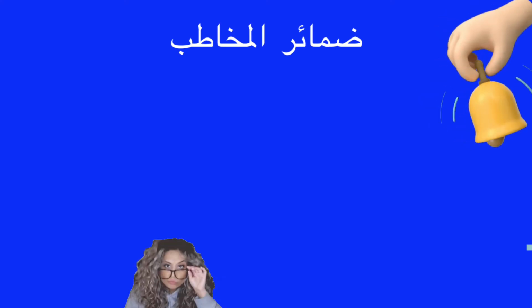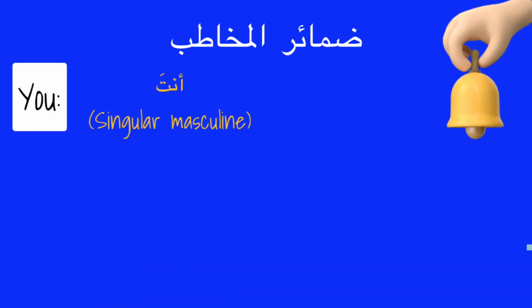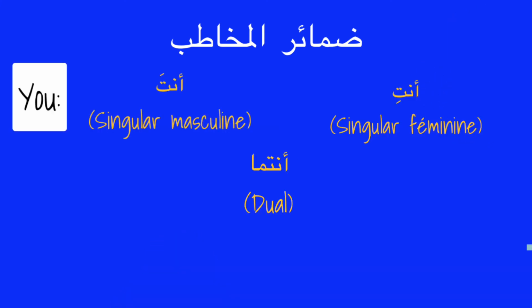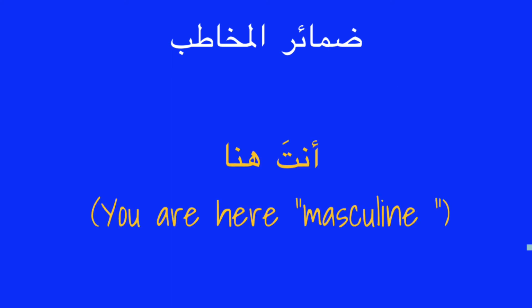Moving to ضمائر المخاطب. ضمائر المخاطب used when you are talking with someone, which are أنت, أنتِ, أنتما, أنتم, أنتن. For instance, أنت هنا. I'm talking with you, you are here, to a masculine singular person.